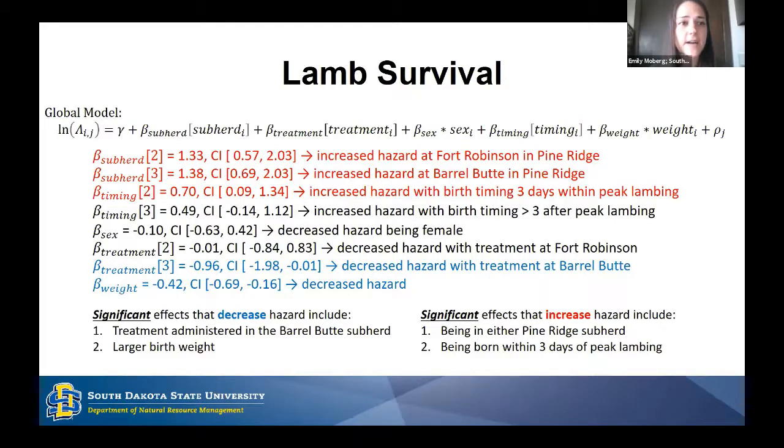So we can see that subherd increases hazard for both our Pine Ridge populations. Birth timing, which isn't as important to this workshop, was a significant one. So if they were born within 3 days of peak lambing, they saw increased hazard. What was a nice thing to see was that our treatment effect administered in the Barrel Butte was a significant decrease in hazard, as well as the one that makes a lot of sense, the larger birth weight, decreased hazard. So I'll be going into that treatment effect a little bit more for Barrel Butte at least.